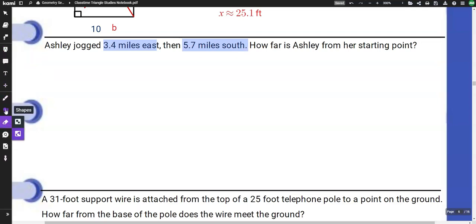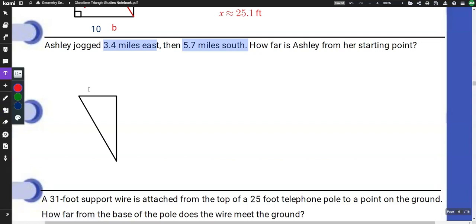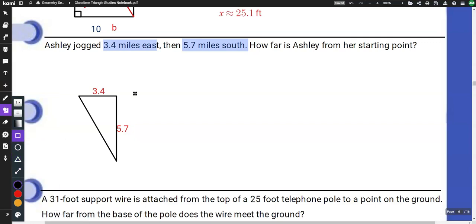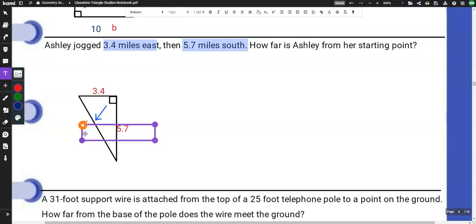So again, I'm going to draw a picture. And again, I'm just going to use my right triangle tool. So I'm going to start here. We're going to go this way. So she's going 3.4 miles east, and then she's going to go 5.7 miles south. And what we want to know is how far she is from her original location. And again, to do that, we're going to find her hypotenuse here, which is unknown. So again, find the hypotenuse, label it C. Other two sides are A and B.